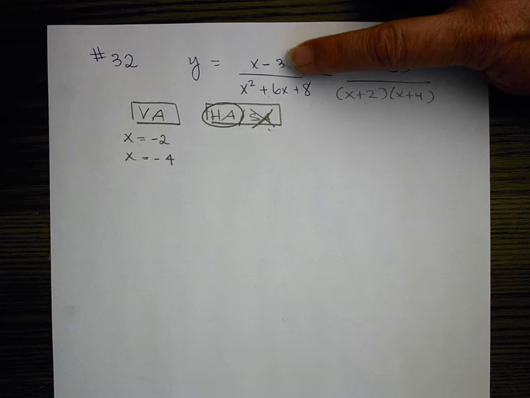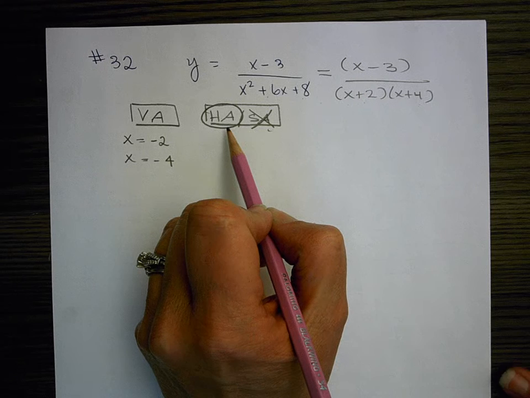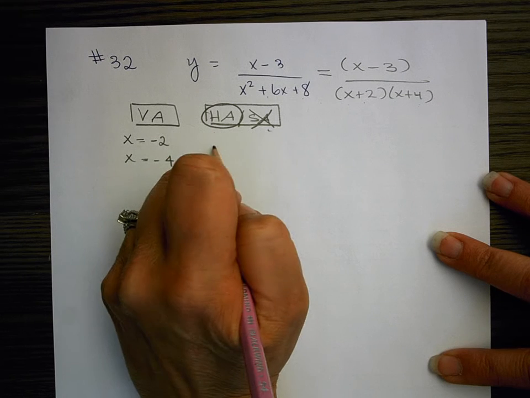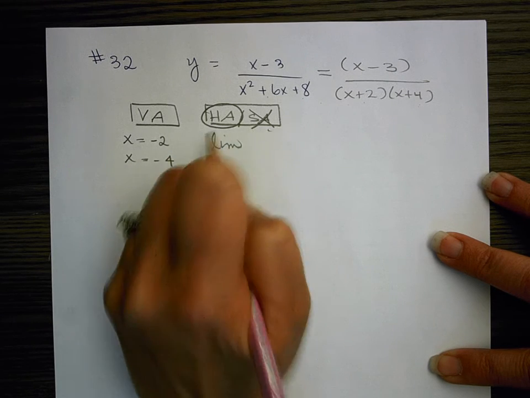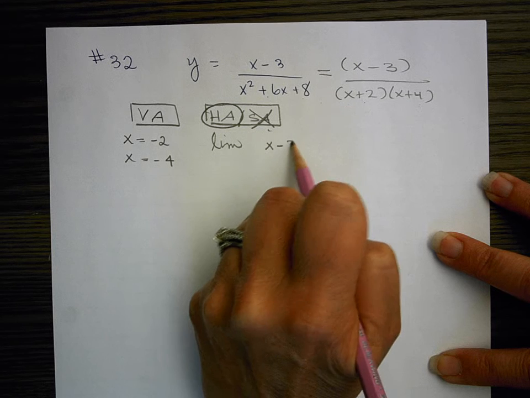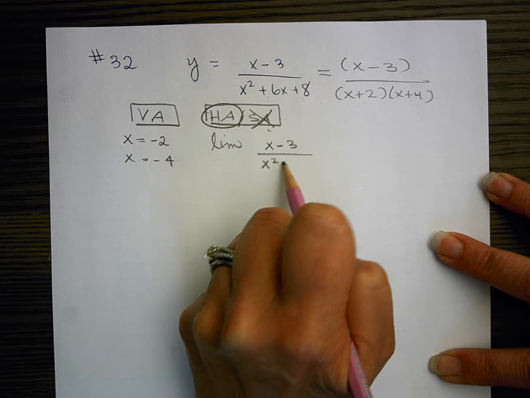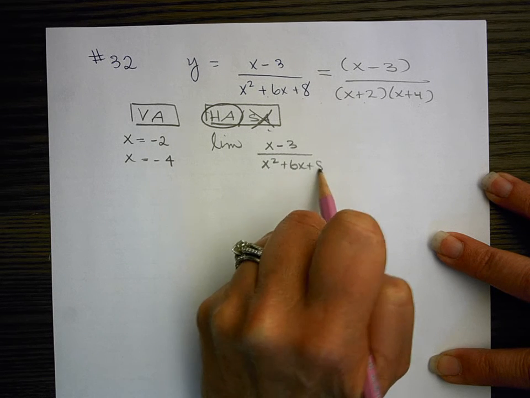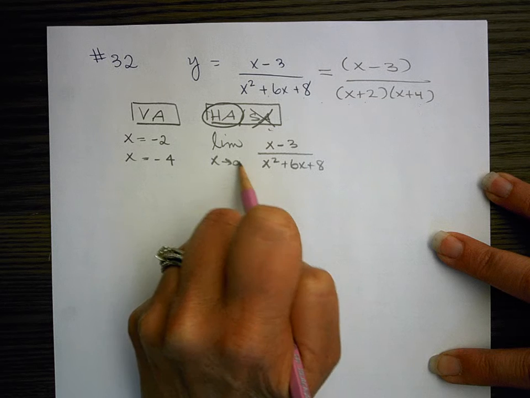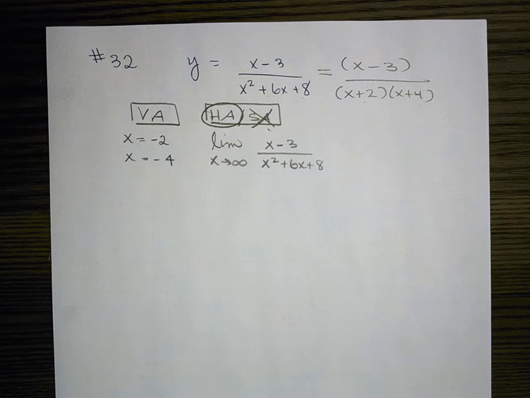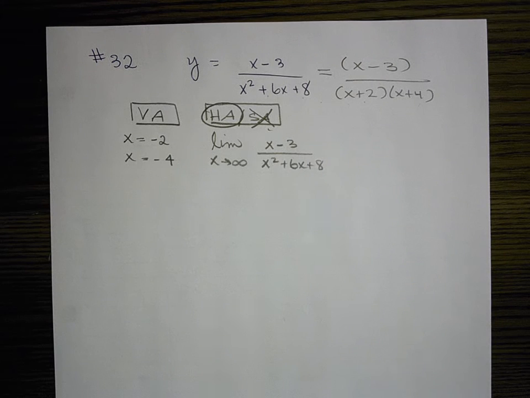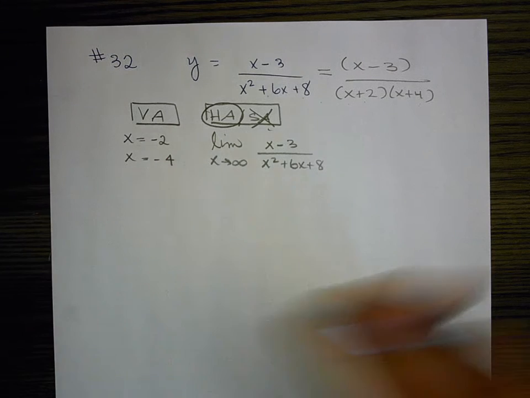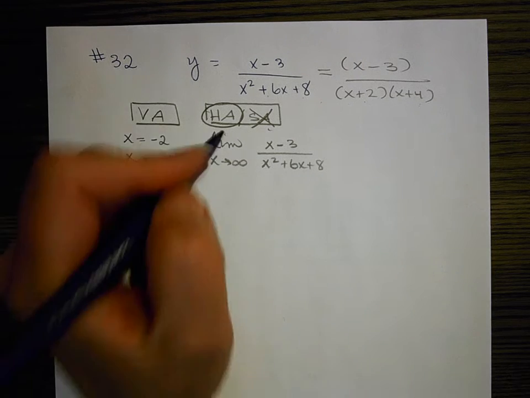So that means if it's a horizontal, then this one's done differently, right? I have to find the limit to infinity. So this is from the previous lesson, right? When we did the limits to infinity. So anytime you do a horizontal asymptote, you always have to take that limit to infinity.